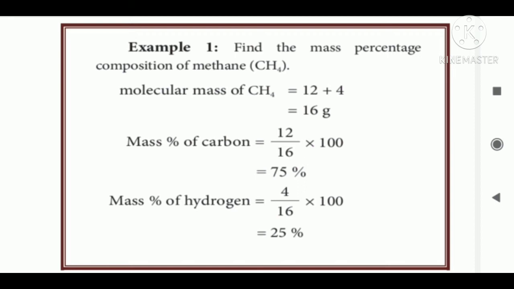Then what percentage of carbon is present? The mass percentage of carbon equals atomic mass divided by molecular mass into 100. The carbon atomic mass is 12, the molecular mass is 16, into 100, so 75% carbon. Hydrogen is the same, 4 divided by 16 into 100, 25% hydrogen.